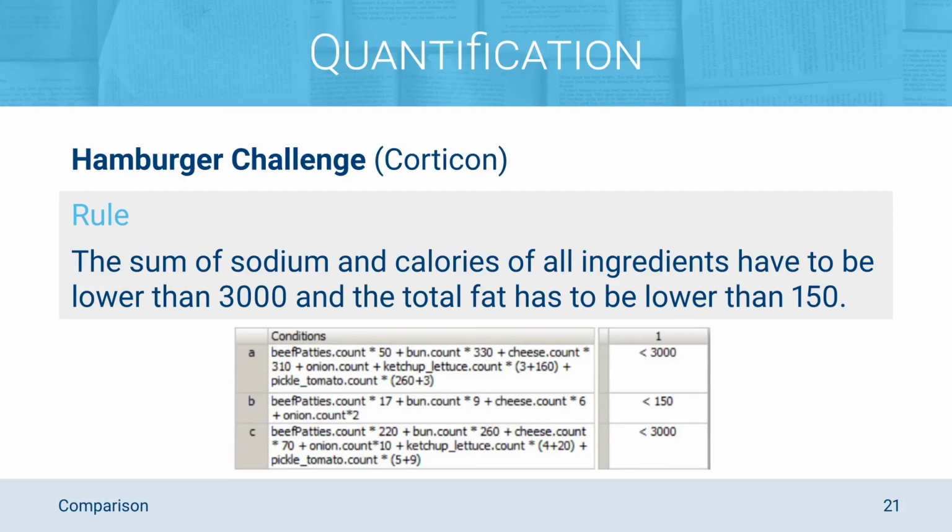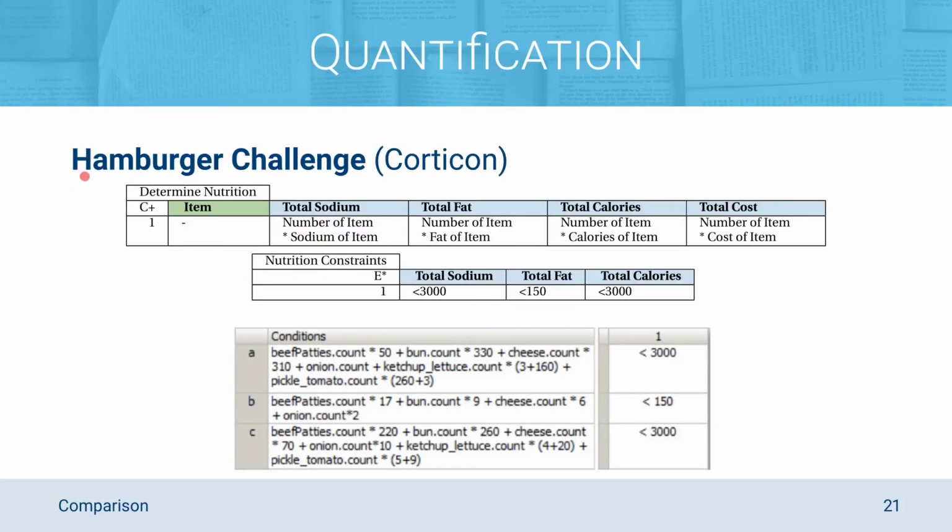And furthermore, say that we want to apply this problem to a different recipe, so we don't want to make a hamburger, but we want to make sandwiches, for example, then we wouldn't be able to reuse this solution. Now in cDMN, we would encode it as follows. We would say that for every item, the total sodium is the sum of the number of every item times the sodium of every item. And we do the same for total fat, total calories, and total cost.